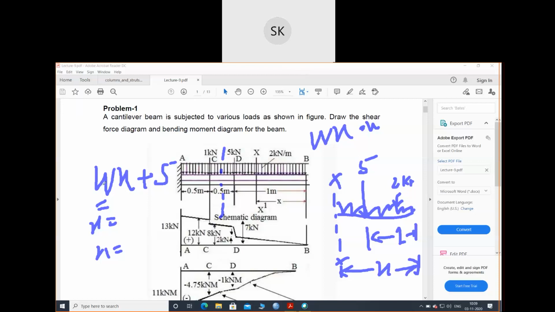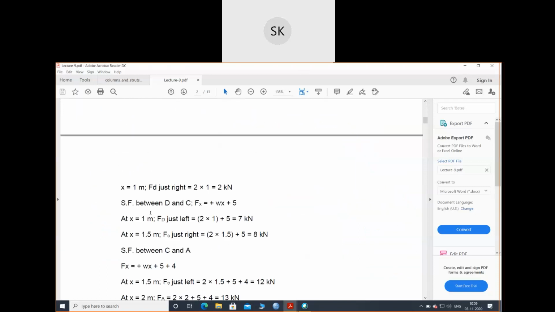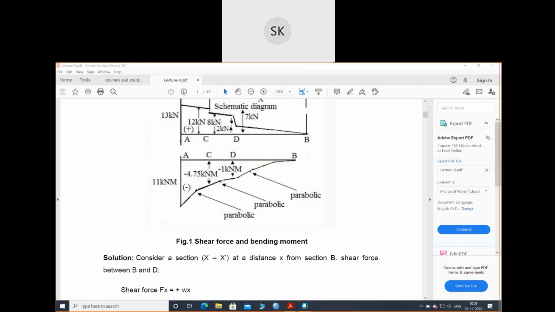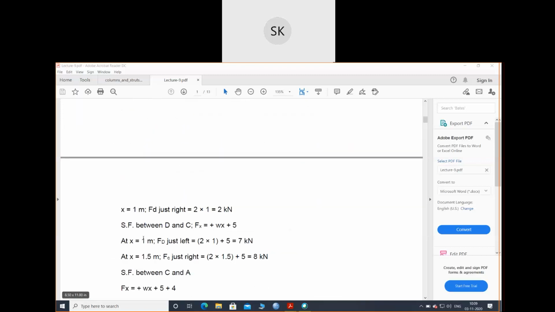Hope this part is clear. Okay, so let's move. The boundary condition at x equals 1 will be 1 and 1.5. This is 1, this is 0.5, so 1.5 meter. The boundary condition will be 1 meter and 1.5. So replace the value of x with this 7 kilonewton, 8 kilonewton.